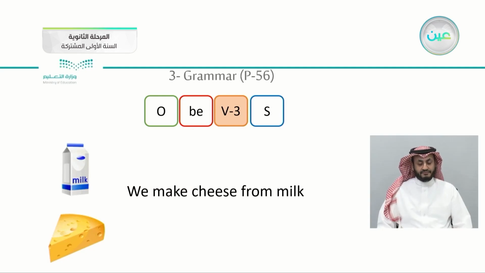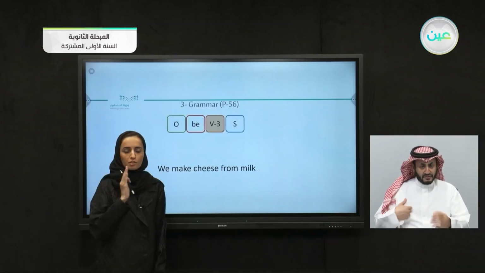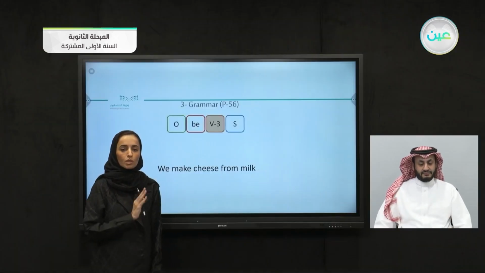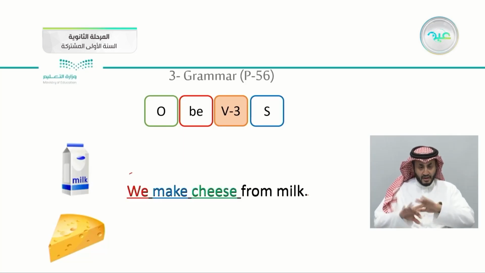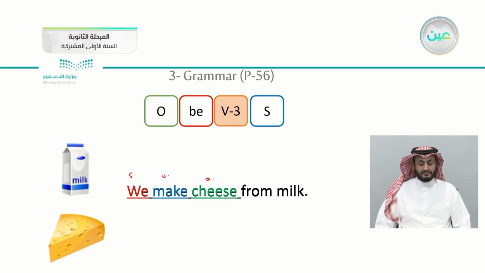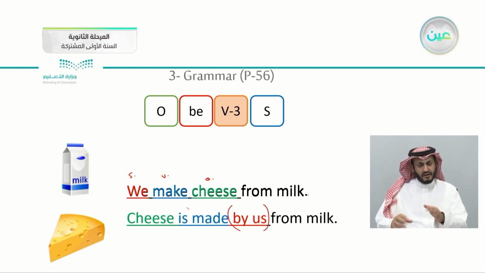One more in here. We make cheese from milk. A sentence. Let's try to come up with a subject, verb, and object. Who does or did what? We is the subject, make is the verb, and cheese is the object. Let's rearrange the sentence. Start with the object. So cheese, yes, cheese is made by us from milk. This one is optional. Notice the is because we have make in the present tense.